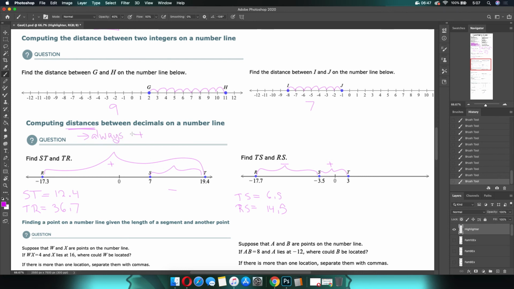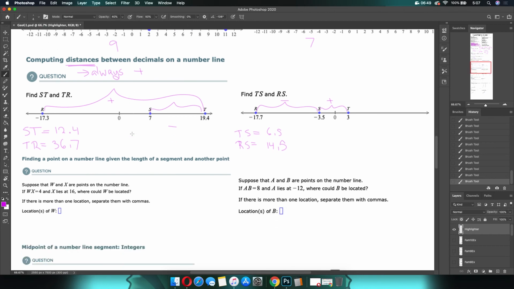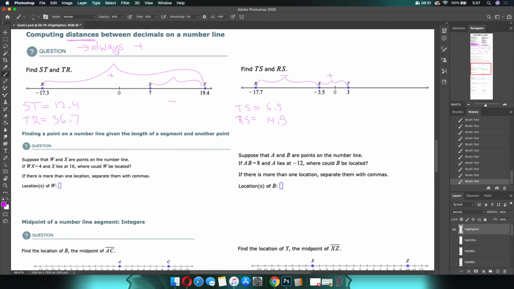All right. Now let's step it up a little bit more. Here, they don't even give us a number line. We're just sort of expected to either doodle it out on our own or try to figure out what we're looking for. So let's see here. We know there are points on the number line. We know that W and X, however long that is, have a distance of 4, and that X lies at 16, right there.